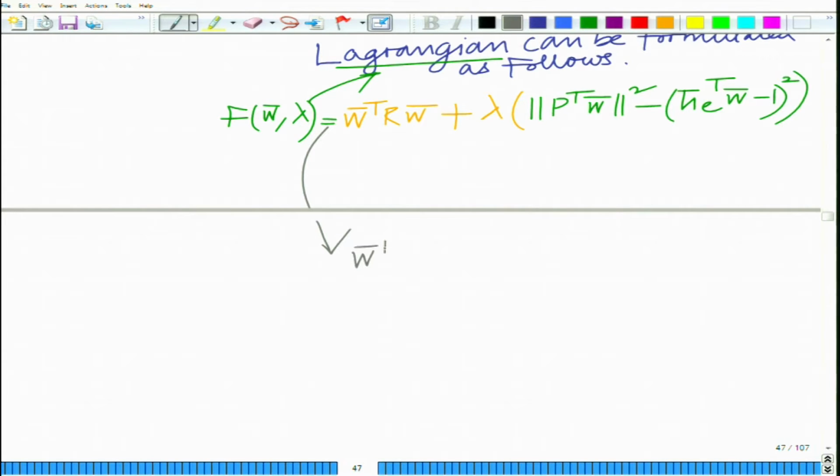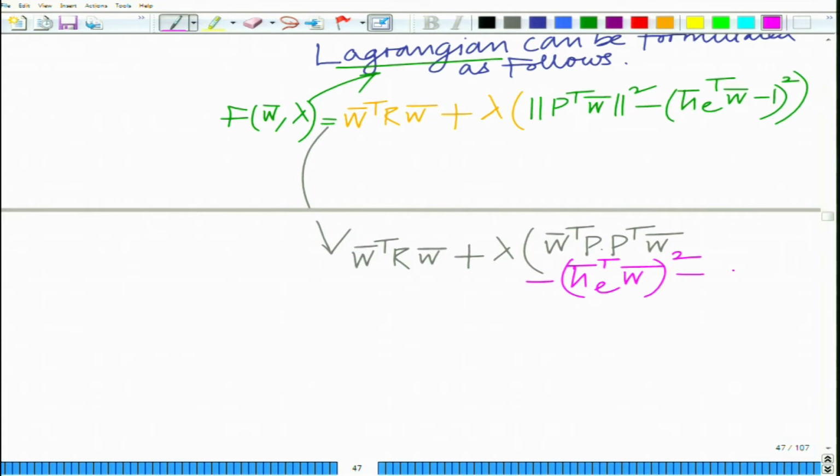So, this will be W bar transpose R W bar plus lambda times. Now, norm of a vector square, P transpose W bar square, is the transpose of a vector times itself. So, that will be W bar transpose P into P transpose W bar minus the square of this quantity. Square of this will be H bar transpose E W bar whole square minus 1 plus twice H bar E transpose W bar.